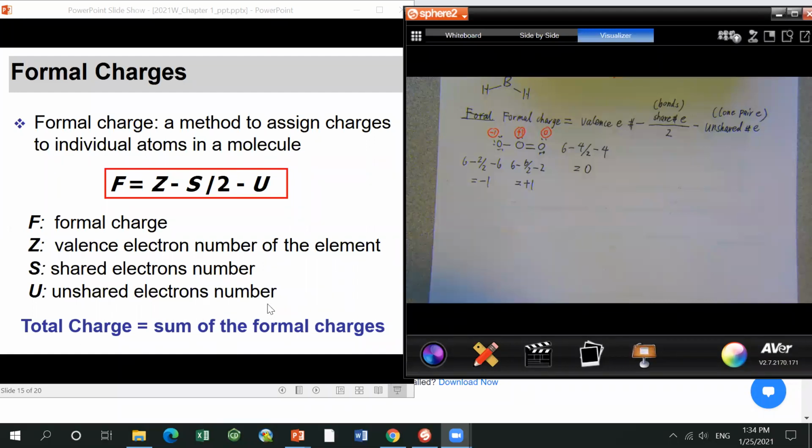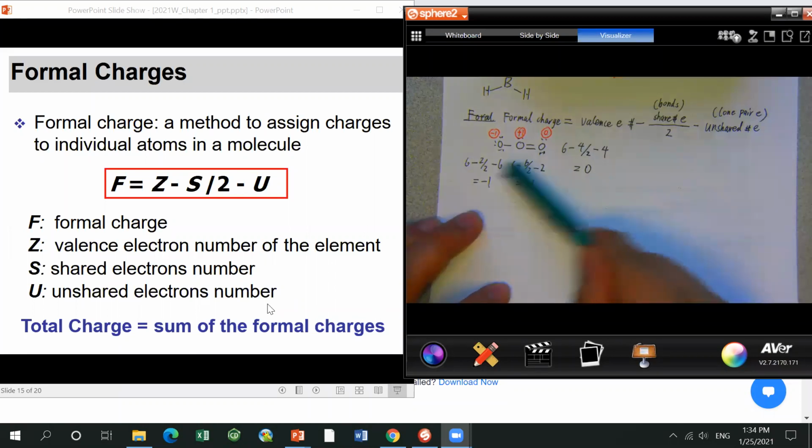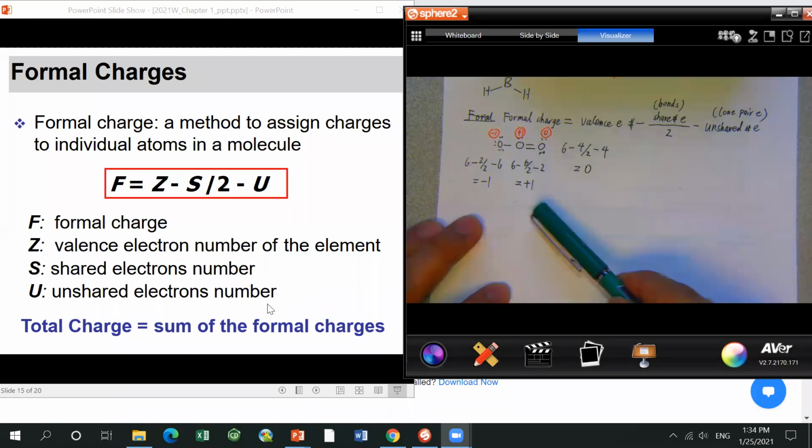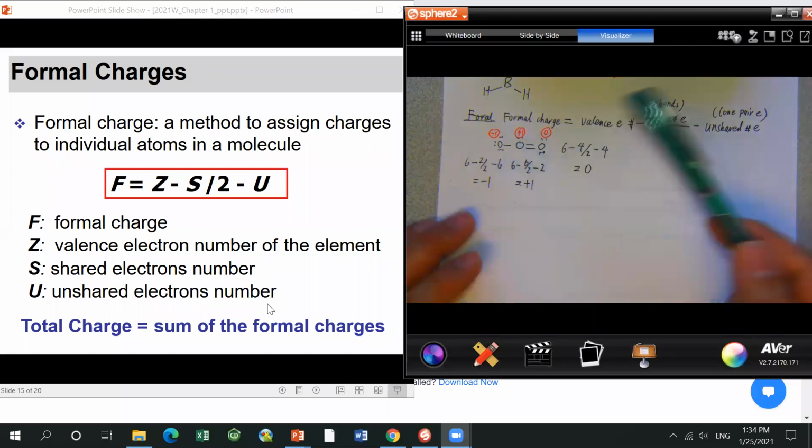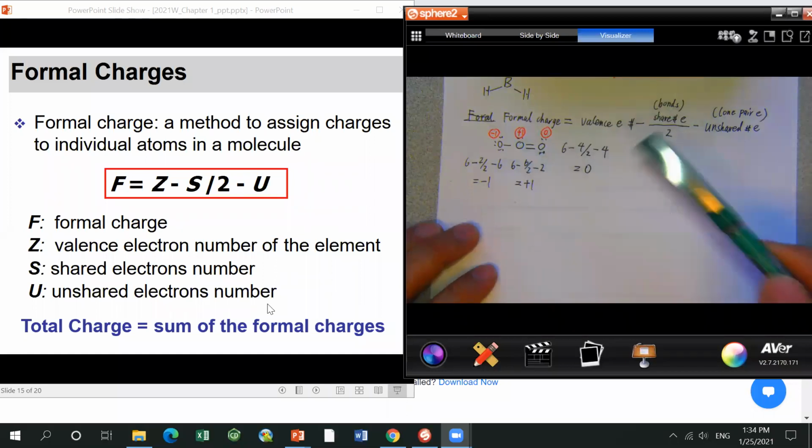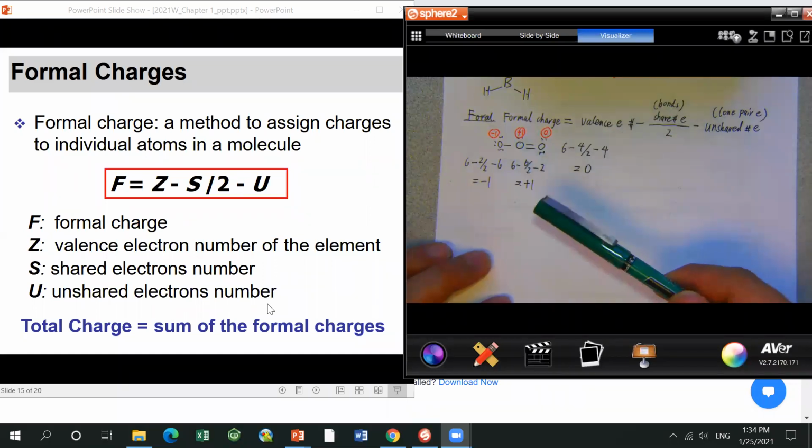For example, this is ozone, O3. Total charge 0, so you sum the formal charges: +1, -1, 0. That gives 0. Same thing for anions, cations, whatever.